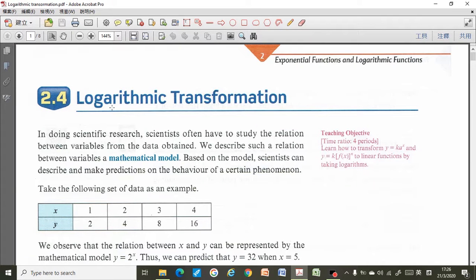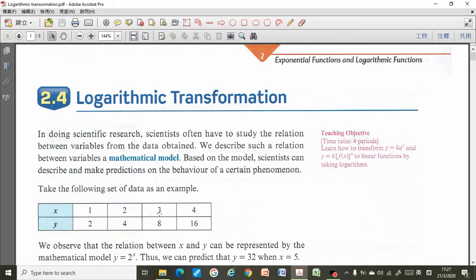We are now to discuss another application of logarithmic function. Here it is called the logarithmic transformation. In many scientific research, some scientists want to find out the relation of two variables like the x and y here. They will get some data from the experiments.